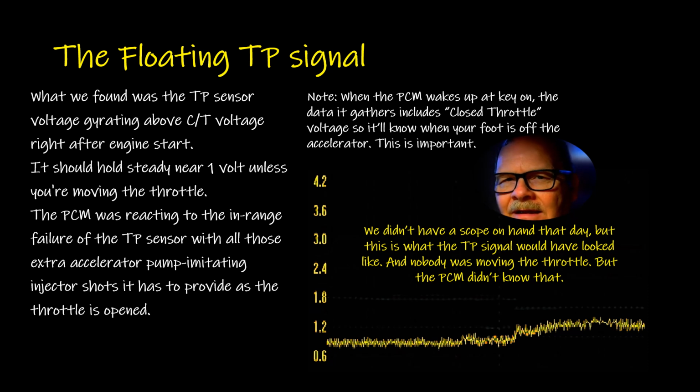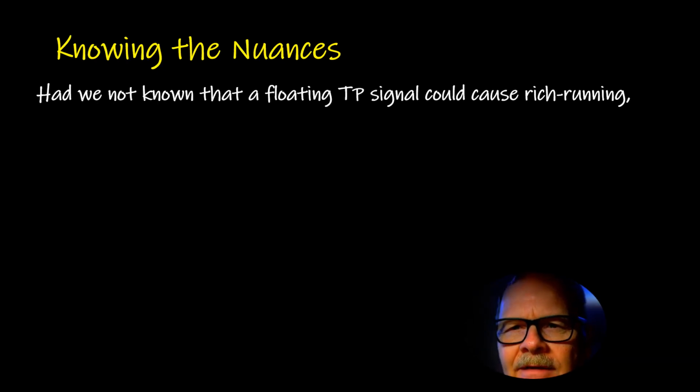Now, it tended to clean up its act when it warmed up for some reason. I mean, the sensor probably did that for whatever reason. Now, I've told you about this before, when the PCM gathers the closed throttle voltage, so it'll know when your foot's off the accelerator. But this is what that signal looked like. We didn't have a scope. This is what it would have looked like on a scope. Nobody was moving the throttle, but the engine controller just didn't know that.